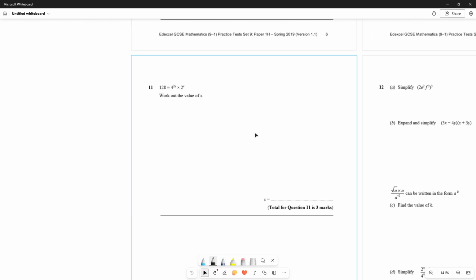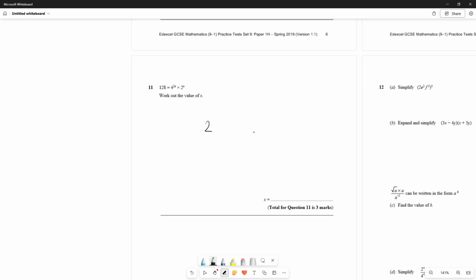Question 11, work out that. Okay, so when you see these weird power equations with some variables, you want to try to put everything to the same base power. So let's do that. Okay, so we have 2 to the x. That's the base. Base is 2. That's the smallest we can get. Notice that 4 is 2 squared.